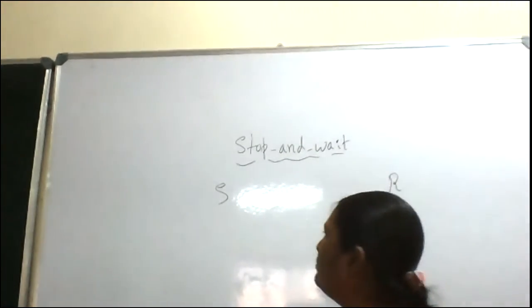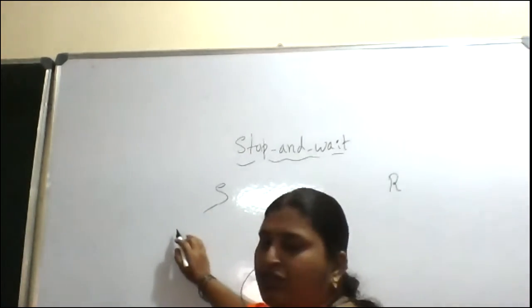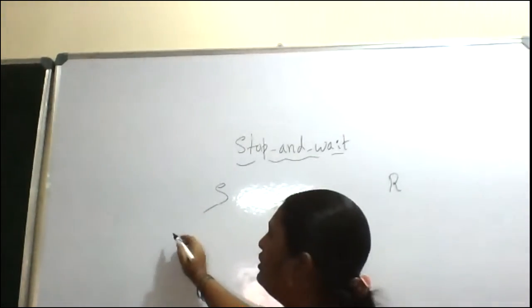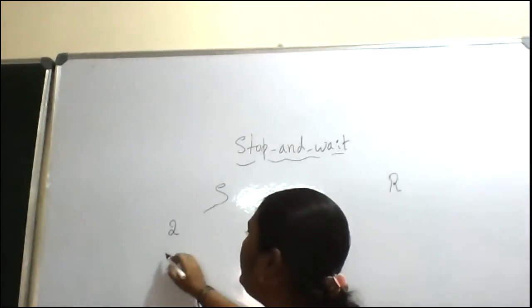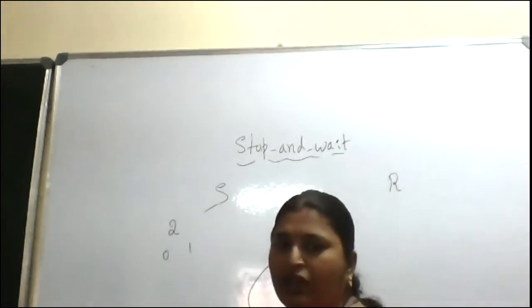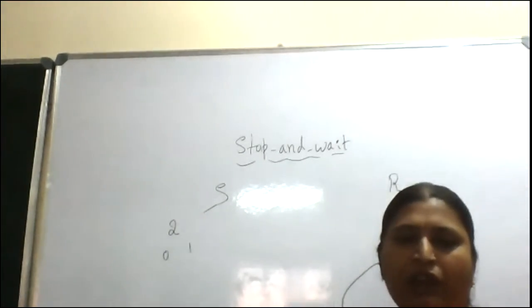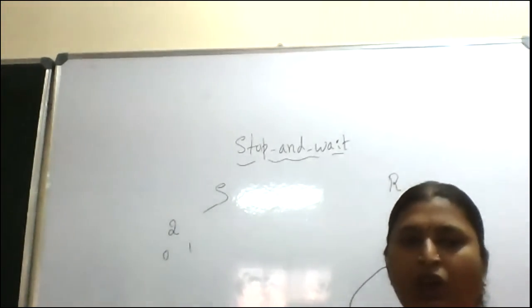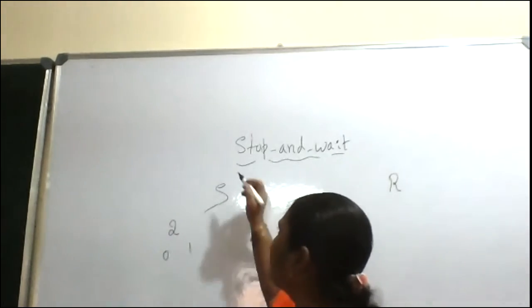Consider, for example, as you have already come to know, the sequence numbers used are only 0 and 1, for an acknowledgement frame as well as for the information frame. Okay, how is the procedure carried out?